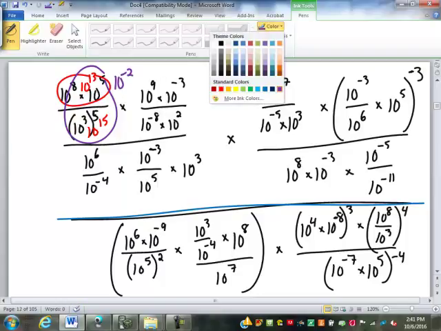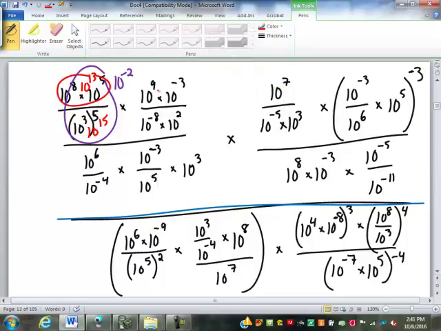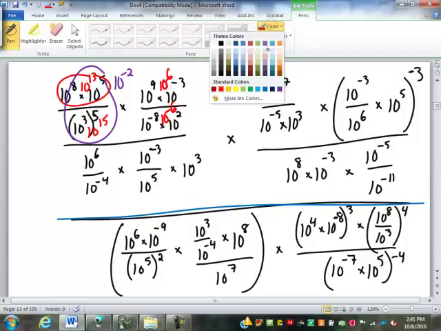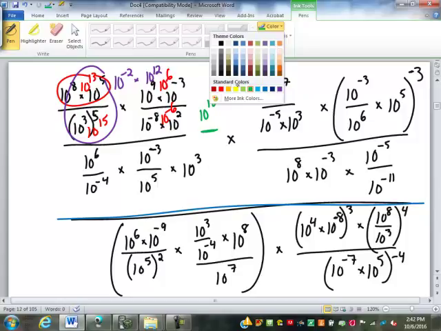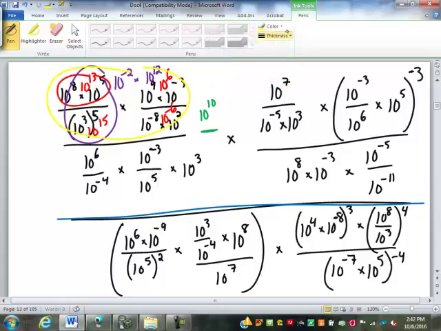So let's come over here. 10 to the 9th times 10 to the negative 3, 10 to the 6th. 10 to the negative 8th times 10 to the 2nd, 10 to the negative 6th. We combine those, 10 to the 6th divided by 10 to the negative 6th, 10 to the 12th. Now I can combine those two, 10 to the negative 2 times 10 to the 12th. That's 10 to the 10 on top of that one. What we finished there is this whole piece right here.